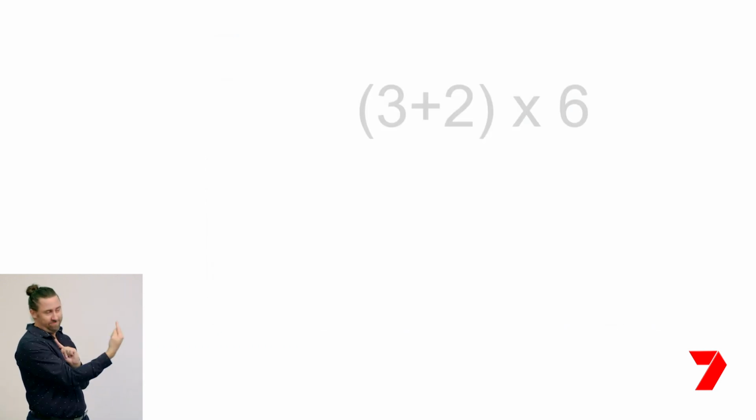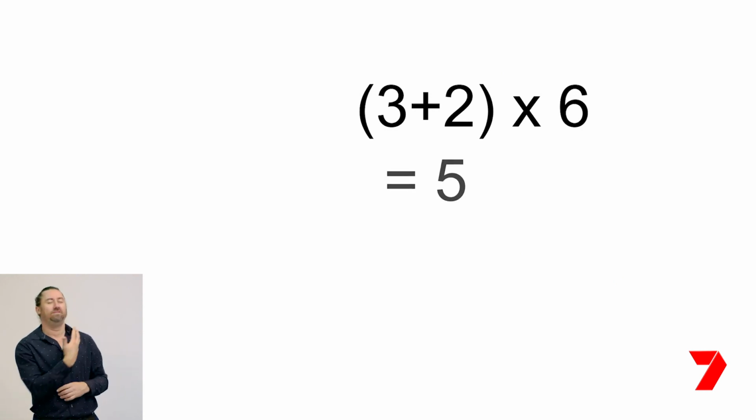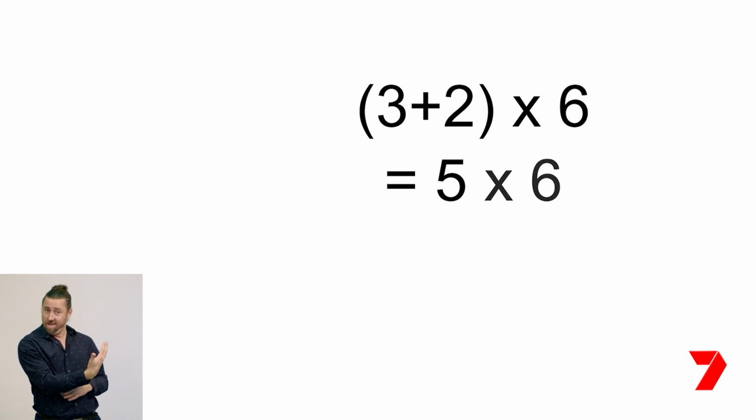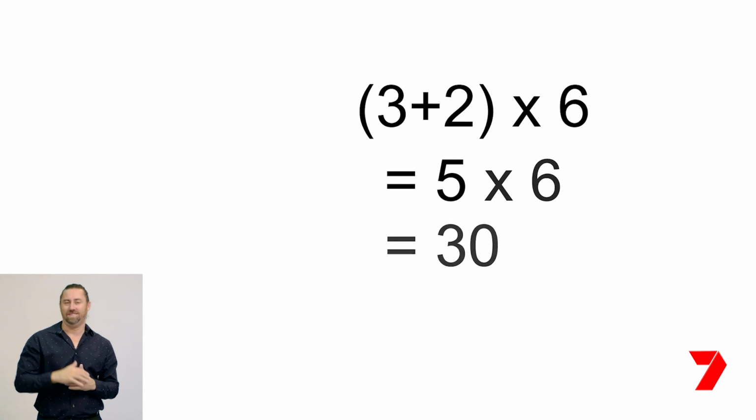Let's solve 3 plus 2 in brackets multiplied by 6. Okay, as 3 plus 2 is in brackets, we have to simplify this first. 3 plus 2 equals 5. Now we can multiply the 5 by 6. This will give us the final answer of 30. Let's look at how we write this mathematically.